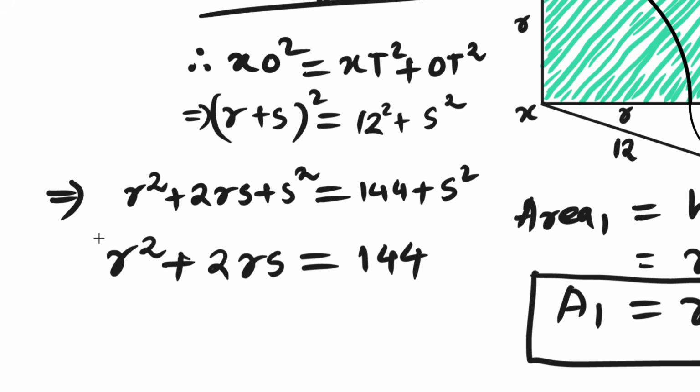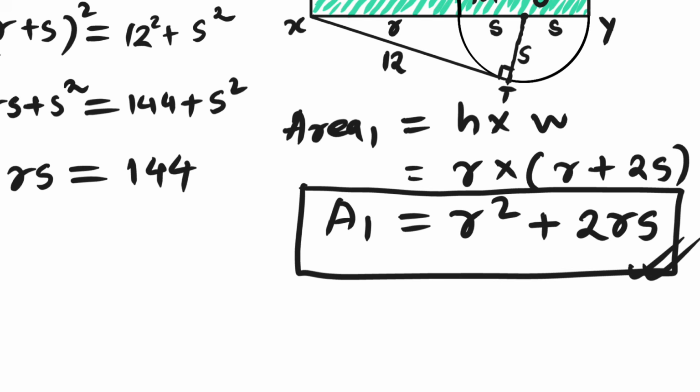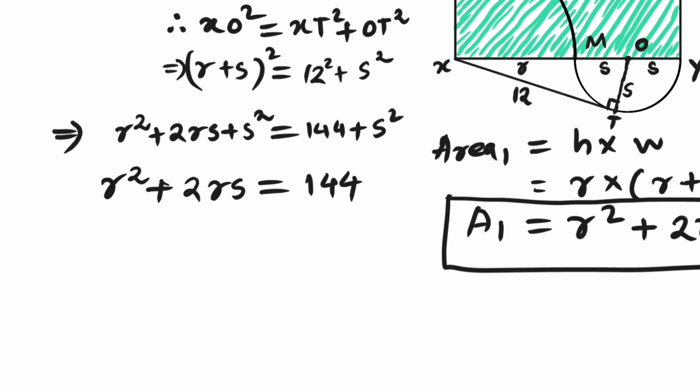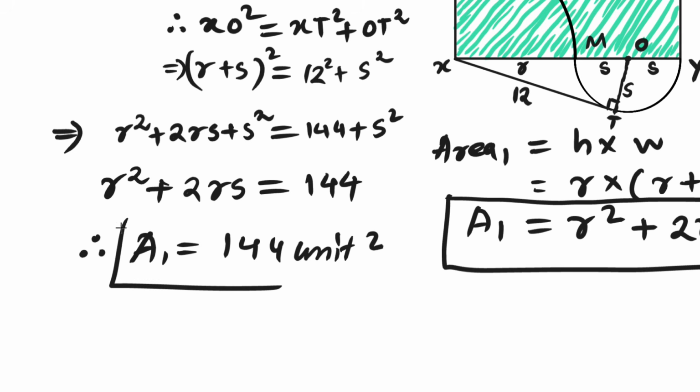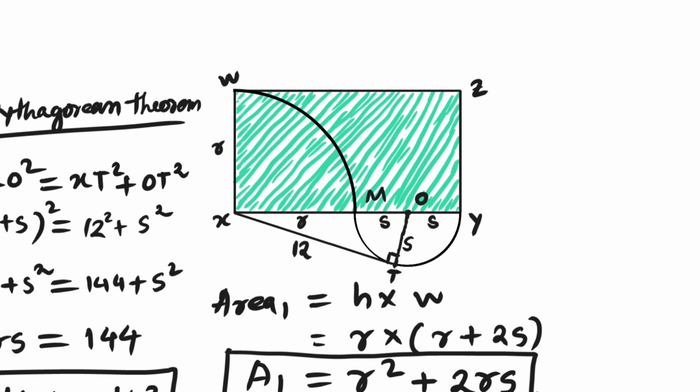Now pause for a second and compare this result with the area expression we found earlier. Remember that the area of the rectangle was r squared plus 2rs. But we have just shown that r squared plus 2rs equals 144, and therefore the area of the rectangle must be 144 square units. That's already the answer, and what's beautiful is that we never had to find the actual values of r and s individually. The geometry gave us the area directly.